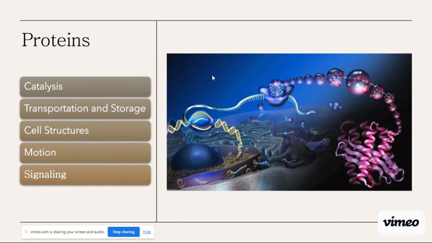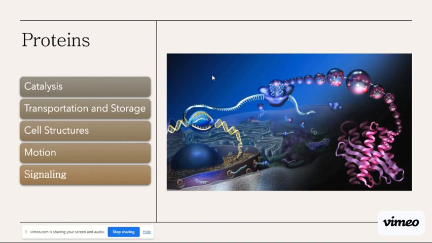Next up, we have proteins. Proteins like hemoglobin transport oxygen through blood, as ferritin stores and releases iron in cells for transportation and storage. For cell structure, structural proteins like actin and tubulin form the cytoskeleton, giving cells shape and structure.